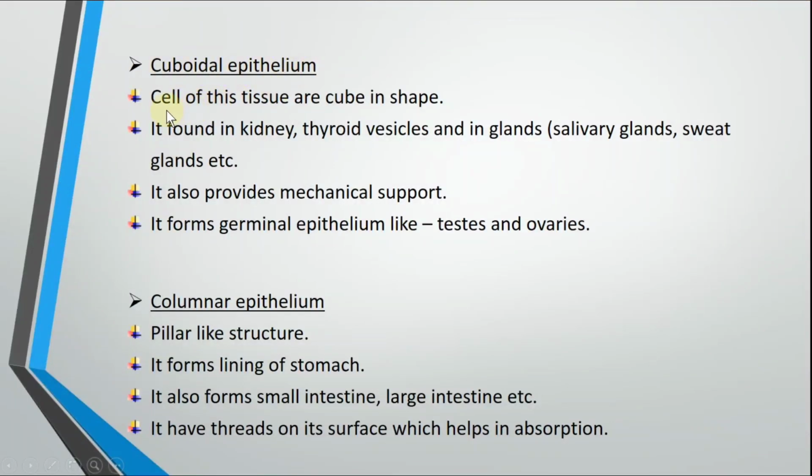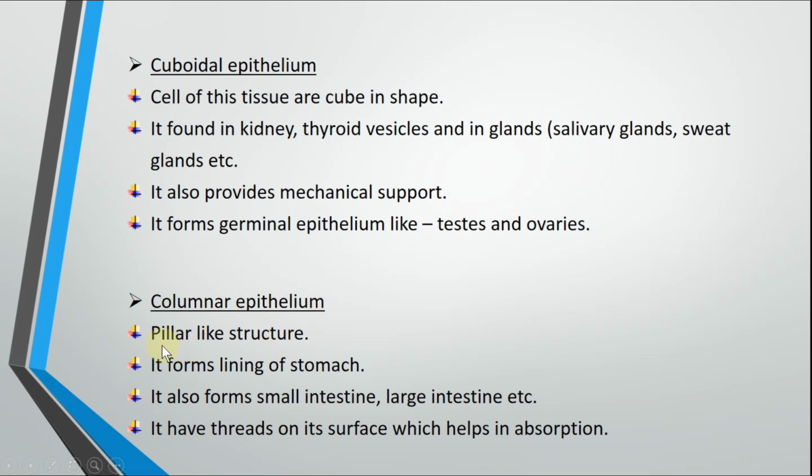Cuboidal epithelium. Cells of this tissue are cube in shape. It is found in kidney tubules, thyroid vessels, and in glands like salivary glands, sweat glands, etc. It also provides mechanical support. It forms germinal epithelium like testes and ovaries.